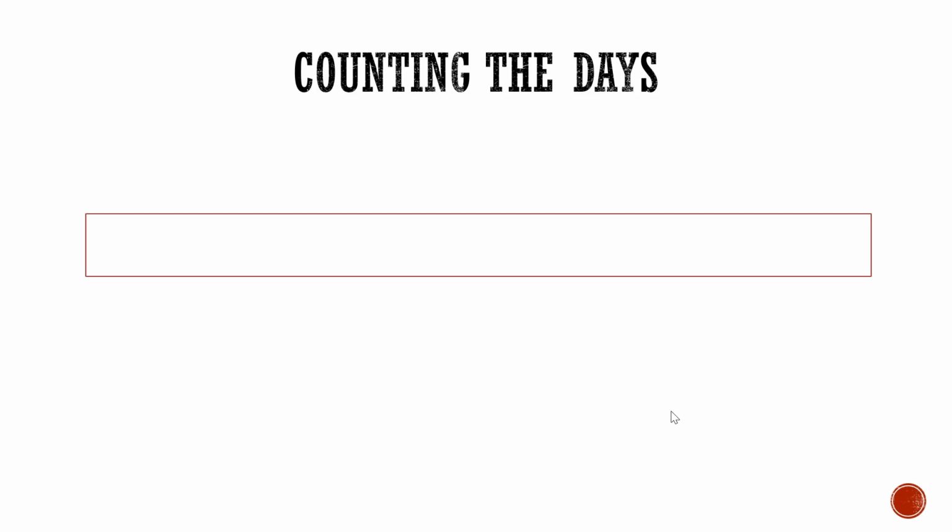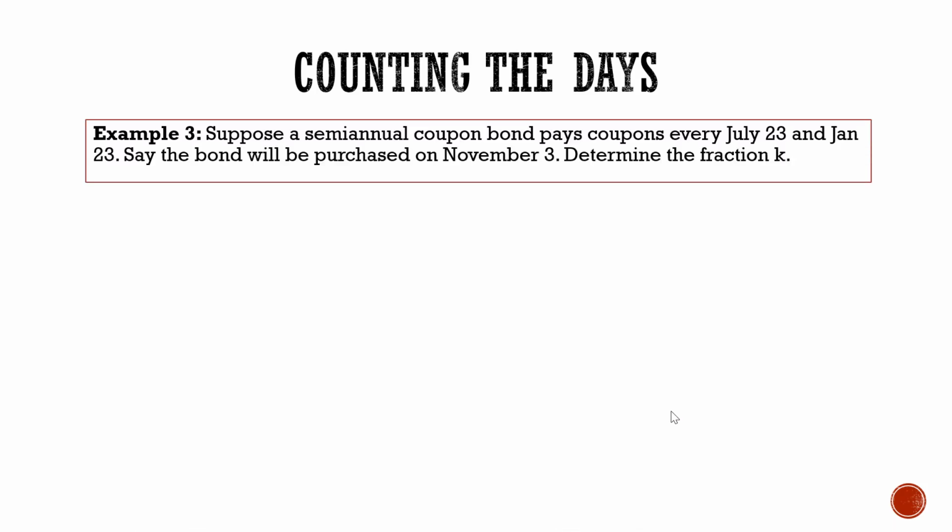So we've been working with k, but for the last few problems, k was given. However, on the exam, sometimes you have to calculate k because k is not given. Here, I'm going to introduce two methods to determine the fraction k. Let's consider this example. Suppose a semi-annual coupon bond pays coupons every July 23rd and January 23rd. That means semi-annually, twice a year. Say the bond will be purchased on November 3rd. Determine the fraction k.